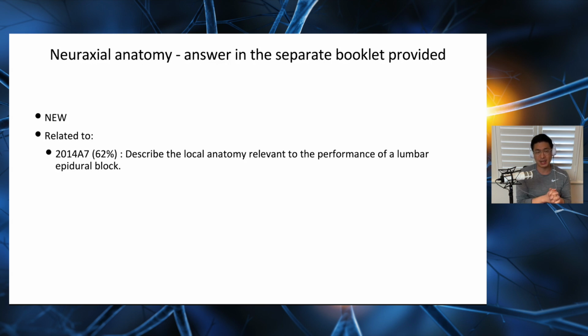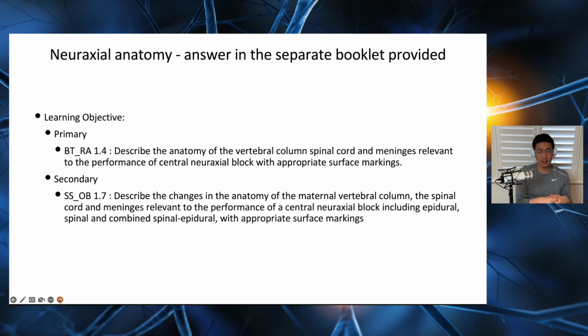And if you click the next slide, Lara, this is the learning objective. So the primary learning objective comes from BTRA 1.4, which is: describe the anatomy of the vertebral column, spinal cord, and meninges relevant to the performance of central neuraxial block with appropriate surface markings. And the secondary ones, which happen to be the questions later on, were from SSOB 1.7. So they're an obstetric learning objective, and they describe the changes in the anatomy of the maternal vertebral column, the spinal cord, and meninges relevant to the performance of a central neuraxial block, including epidural, spinal, and combined spinal epidural with appropriate surface markings.